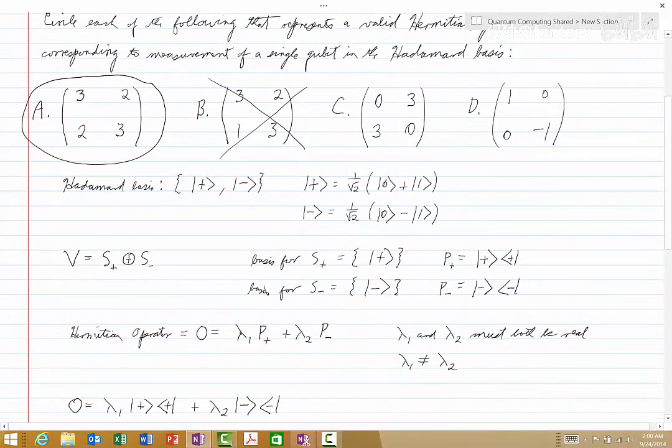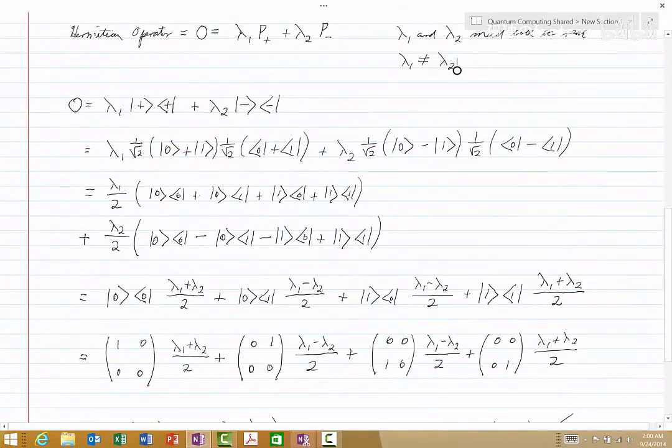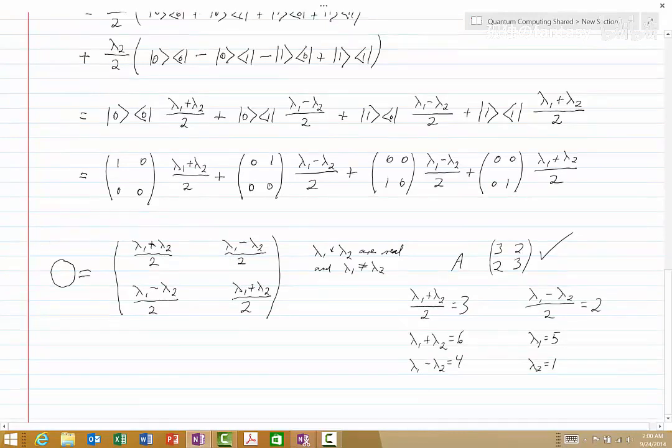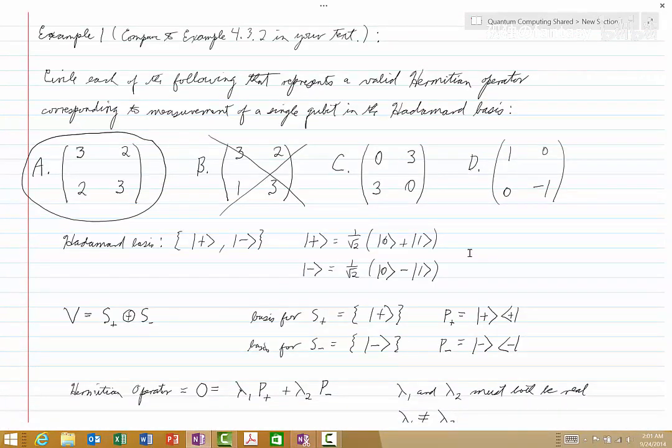And we can see it down here as well, because in this expression, these two expressions are equal, but that's not the case up here. And therefore, B is not a possible answer.